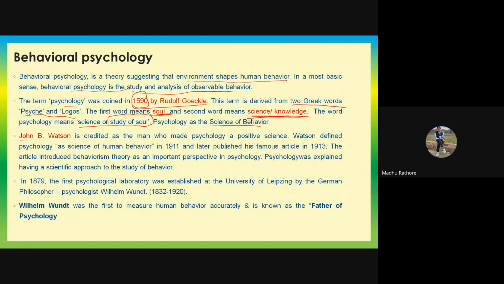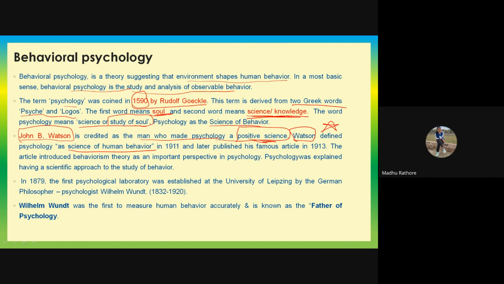John B. Watson, a very important name in psychology, is credited as the man who made psychology a science, a positive science. If a question asks who made psychology a positive science or science of behavior, we can say it is John B. Watson. Watson defined psychology as the science of human behavior. That's the most important.